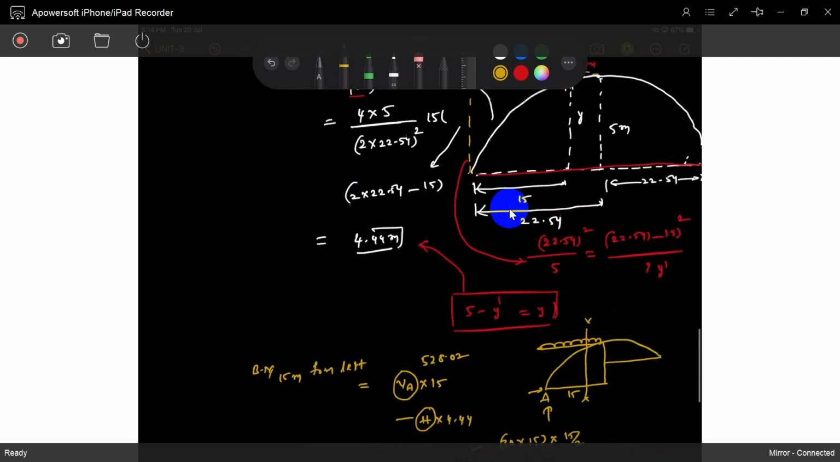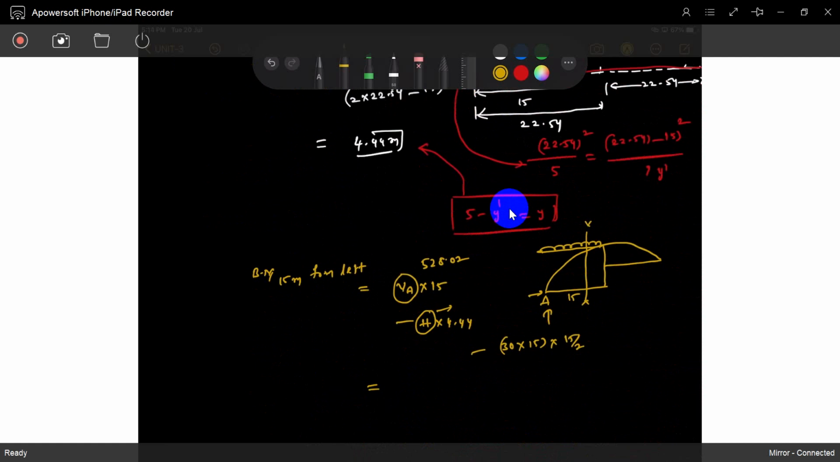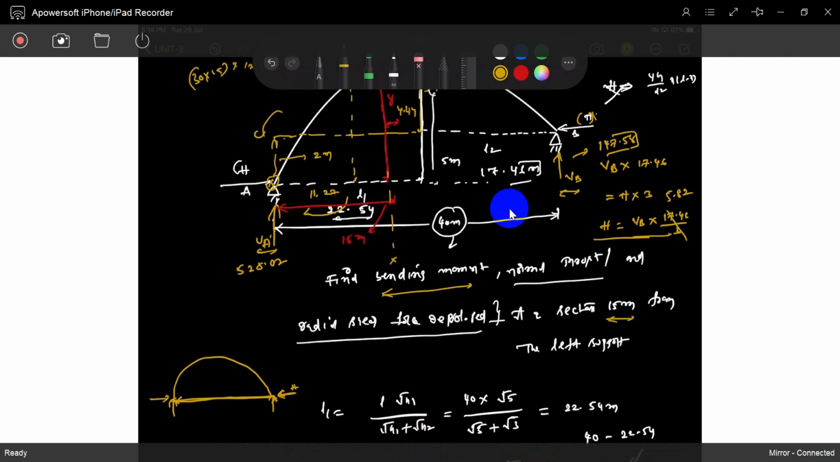Okay, that's it. Apply the H, and what is the value? It's 740 kilonewton meter. That is the bending moment. So next, what do they ask? They ask for the normal thrust and radial shear developed at a section of 15 meters.